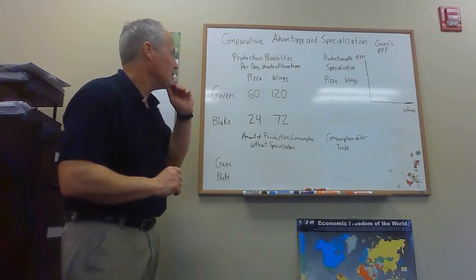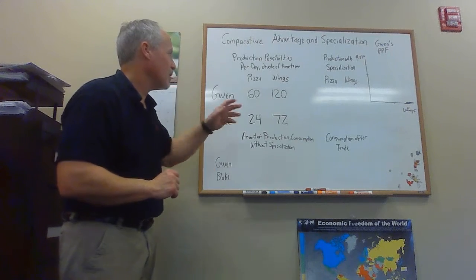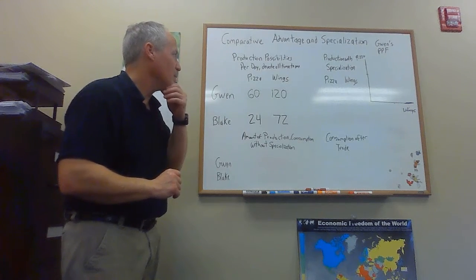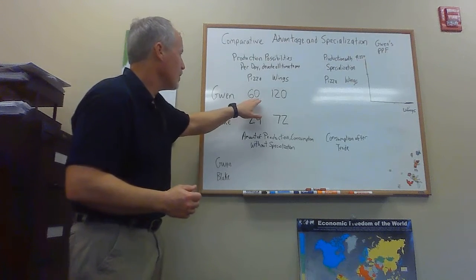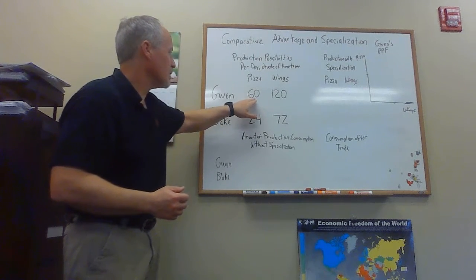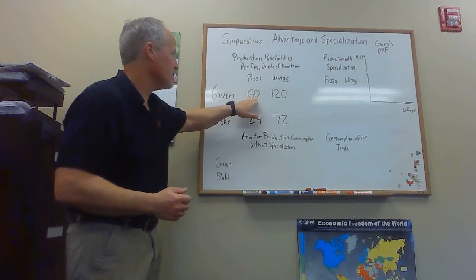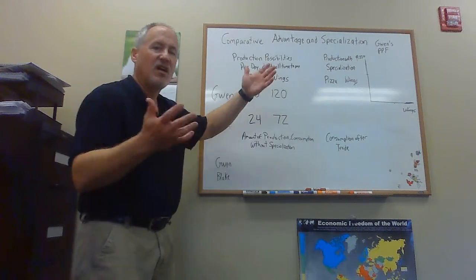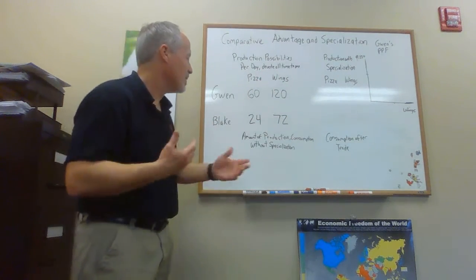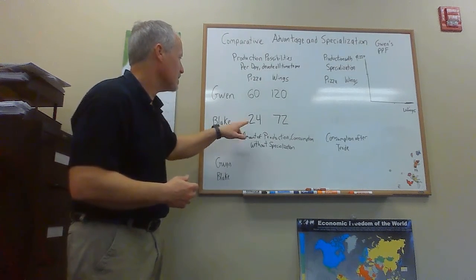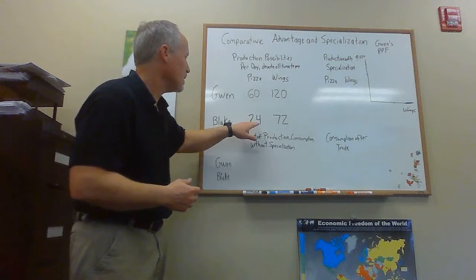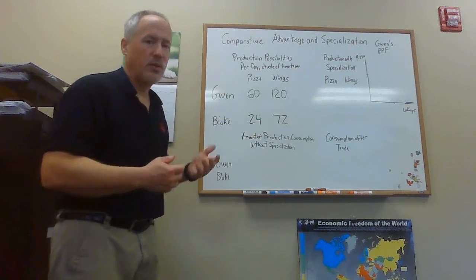Again, it's Gwen and Blake from The Voice, and they're making pizza and wings, the two goods in their simple economy. Now, if Gwen spends her whole day making pizzas, she makes 60 pizzas, or 120 wings. A lot bigger numbers than what I have, but all we need is some possibilities here. And Blake can make 24 pizzas or 72 wings.